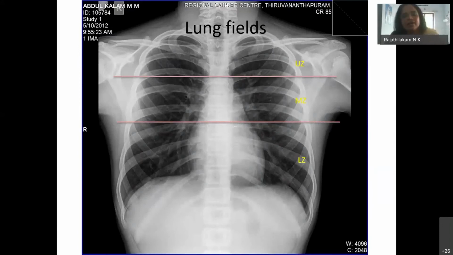We can divide the lung fields into three usually: upper zone, mid zone, and lower zone. This is the first anterior rib. This is the second anterior rib. So we can draw a line below the level of the second anterior rib, and above that is the upper zone. Here the fourth anterior rib, and above this line, in between, is the mid zone, and this is the lower zone. So second rib lower side and fourth rib lower side. So you can divide upper zone, mid zone, and lower zone. Next.